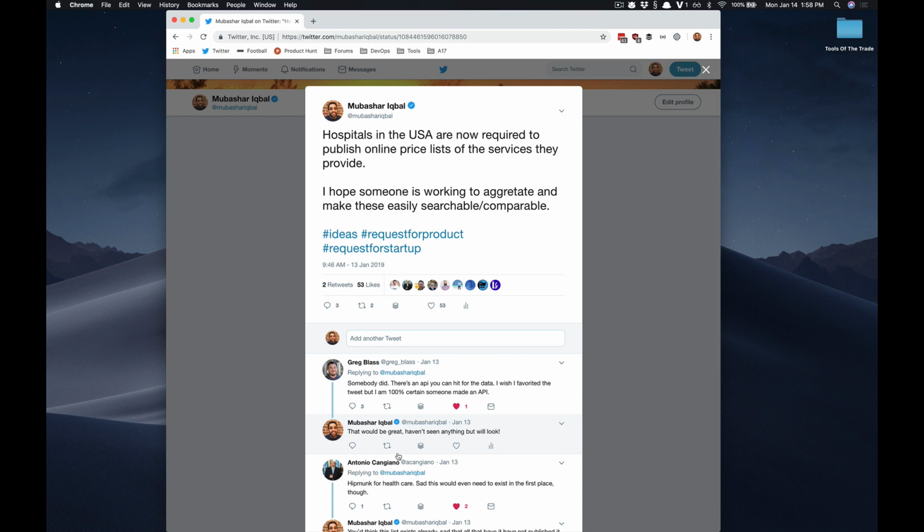So yeah, I was thinking about how I would implement this as an MVP myself, and the more I thought about it, I think what I would do is start smaller than trying to ingest all of these prices from all these hospitals all over the country.